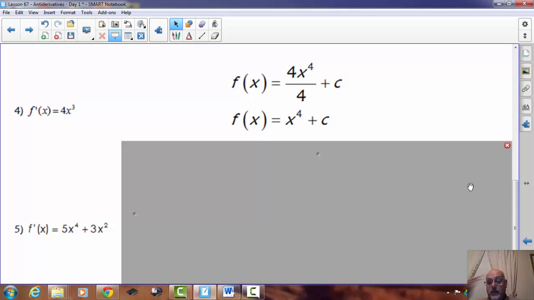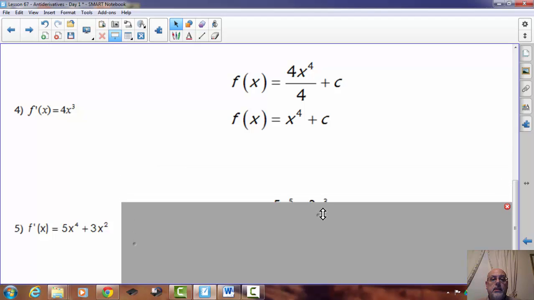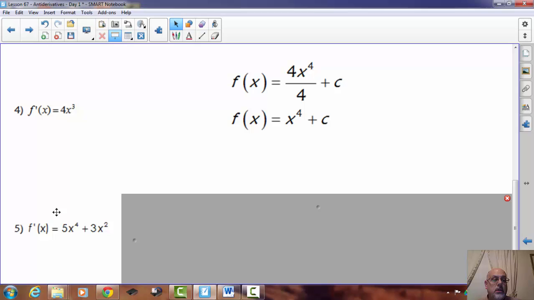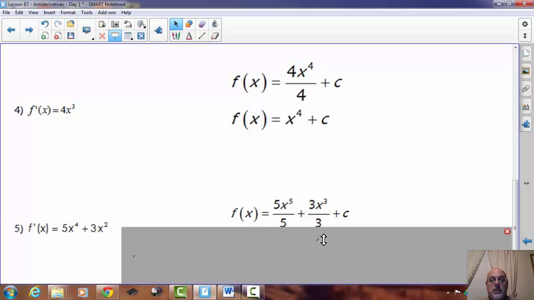Okay? So let's do one more. And this one has 2 terms, but you handle each term separately. So if we look at this, it's 5x to the 4th. So now what we know we're going to do is change the exponent of 4 to a 5, dividing by 5. And then the next one, the exponent of 2 becomes a 3, and you divide by 3. So the first pass looks like this. Exponent of 4 becomes 5, divide by 5. Exponent of 2, add 1 to 3, divide by 3.